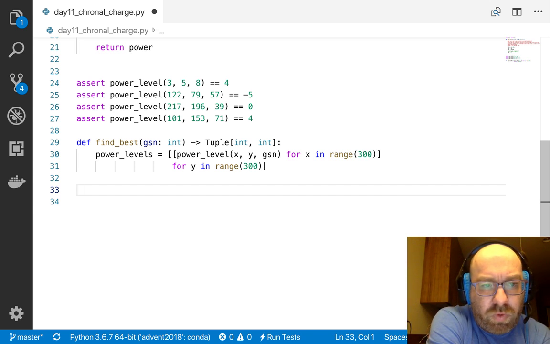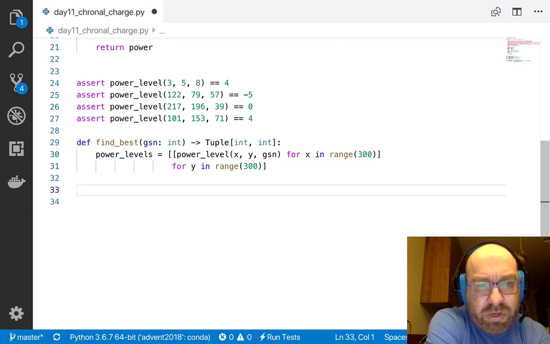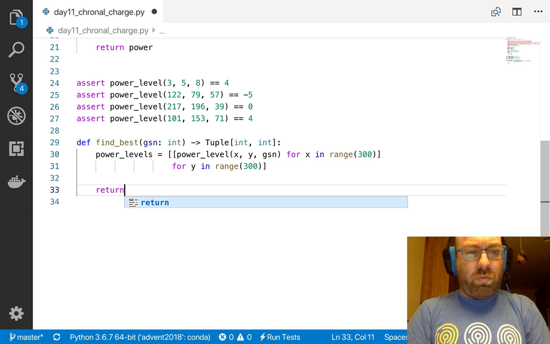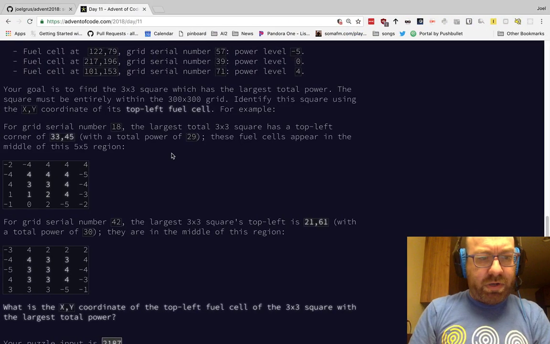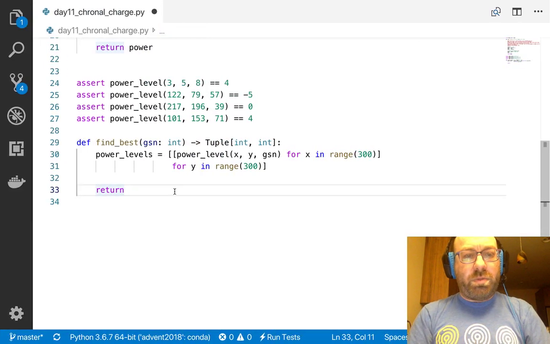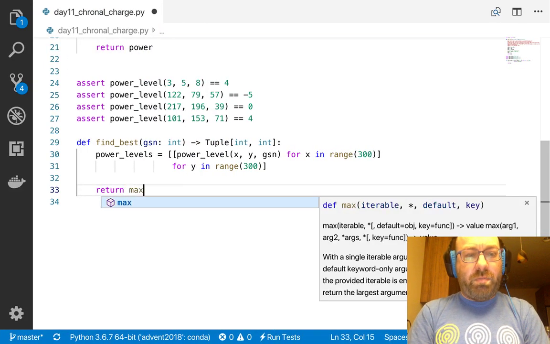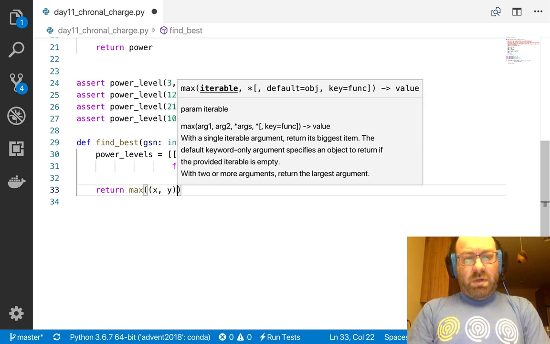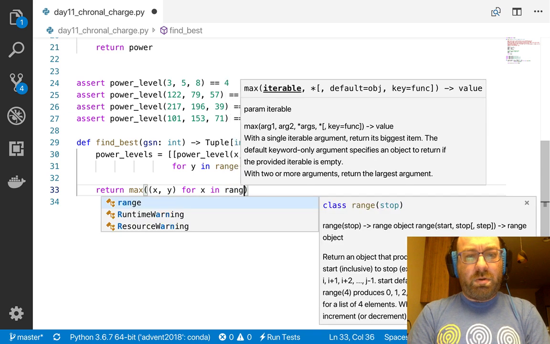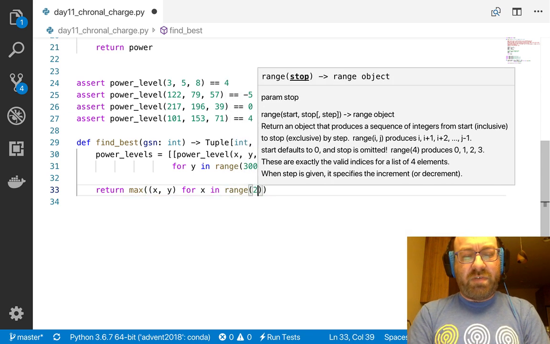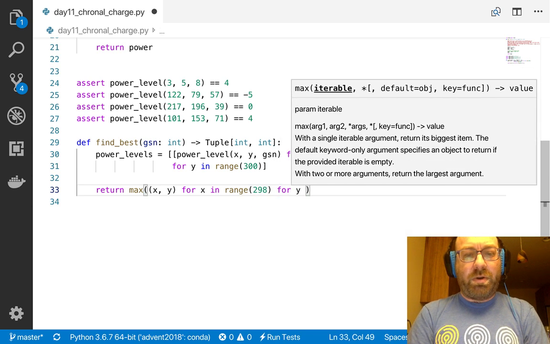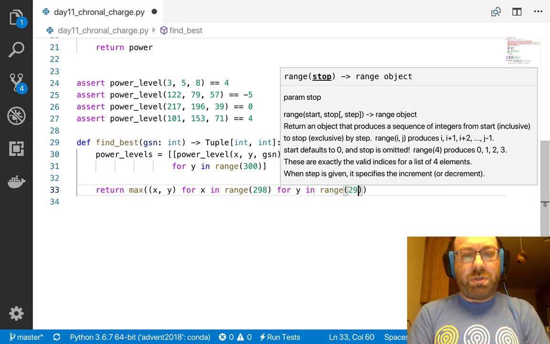And now what I want to do is return the 3 by 3 square that has the largest total power. So I want to return max of XY for X in range, let's say 298, for Y in range 298. I feel really bad about hard coding all these numbers.